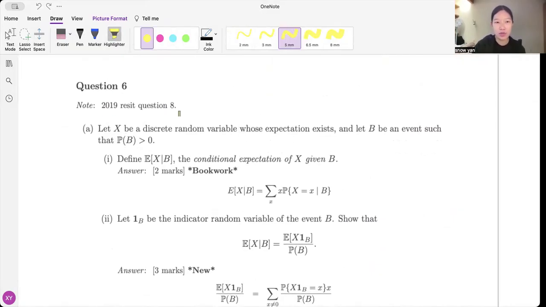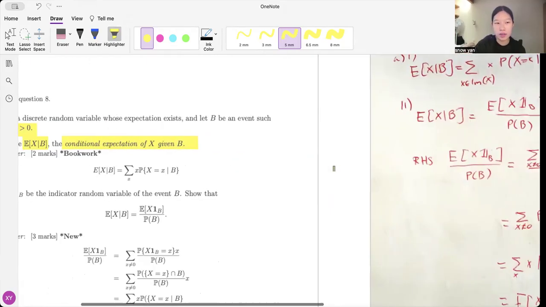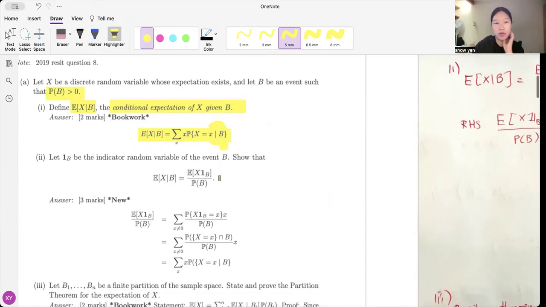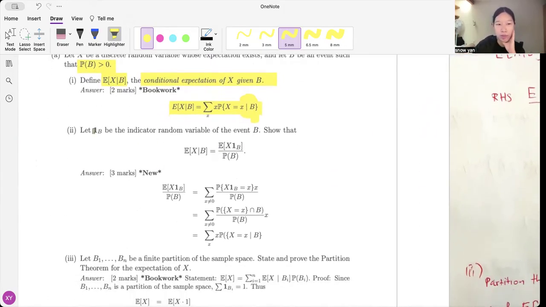Let X be a discrete random variable whose expectation exists, and let B be an event such that P(B) is greater than 0. Define E of X given B, the conditional expectation of X given B. Okay, so this is pretty straightforward, I'd say. It's just E of X given B. Basically, we just write this in terms of the definition of expectation, right? The x value and then the probability of that happening. And then because it's given B, we have to write given B over here as well. So that's pretty straightforward.